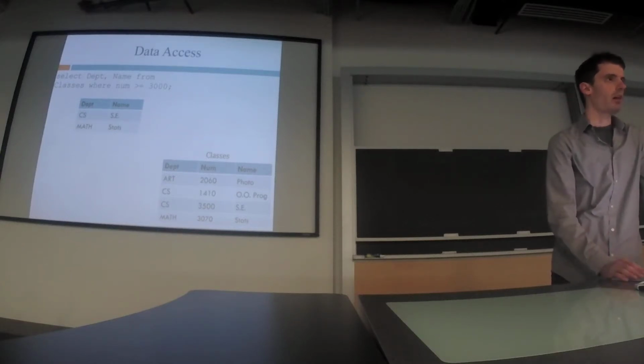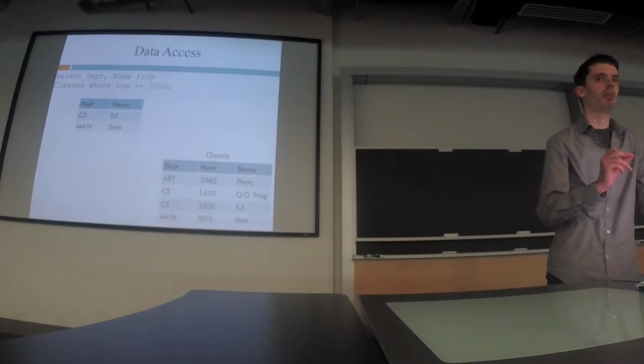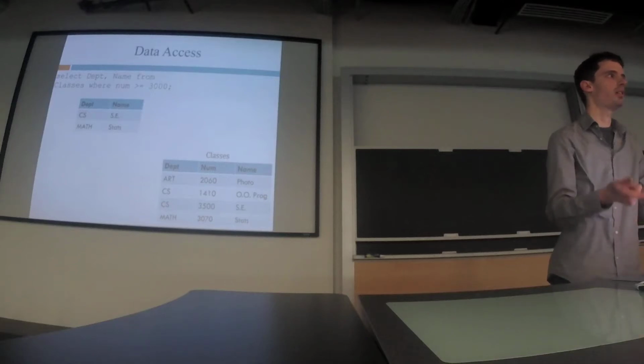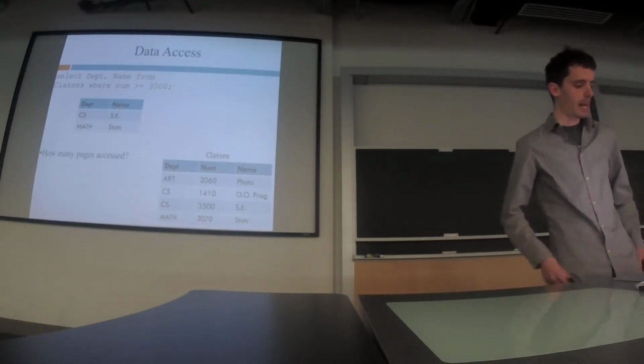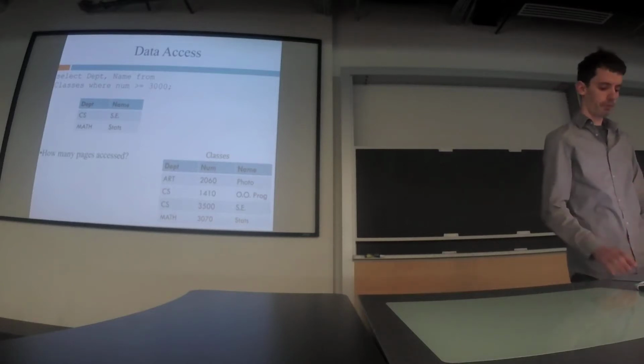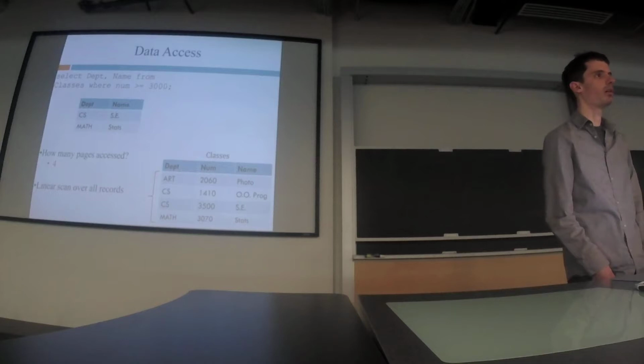So the question is, how many pages will be accessed for this query? And this is basically the performance metric on a query. It's not how many records do we have to look at. The most important thing is how many disk pages do we have to load to perform this query. And remember, in this example, every row is 1 page. So basically the answer is 4.